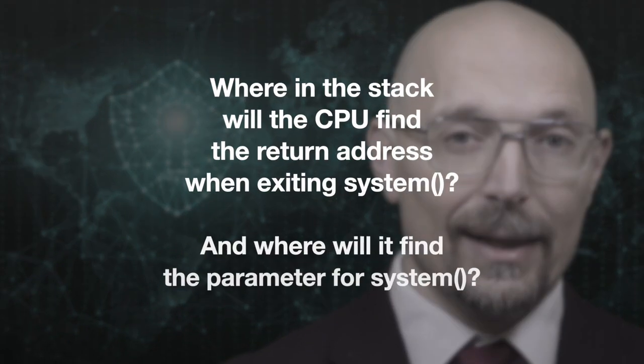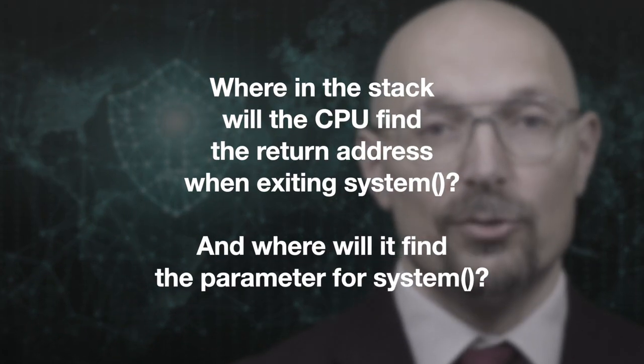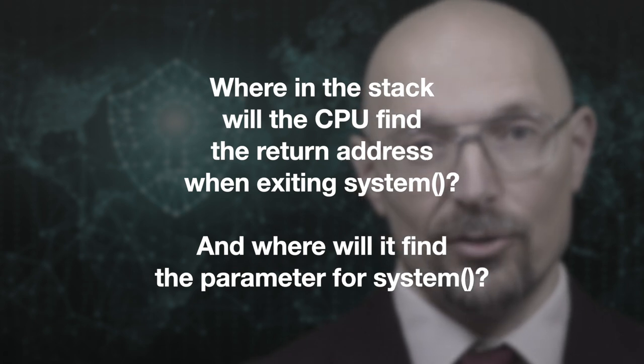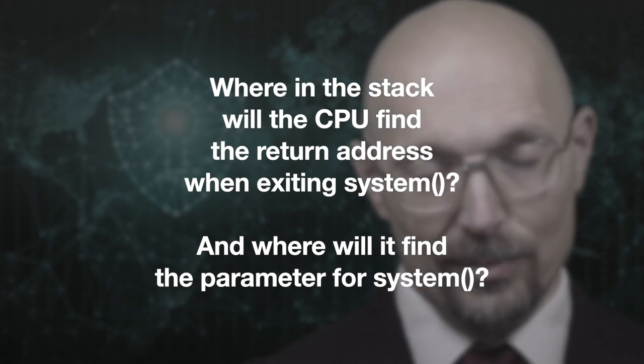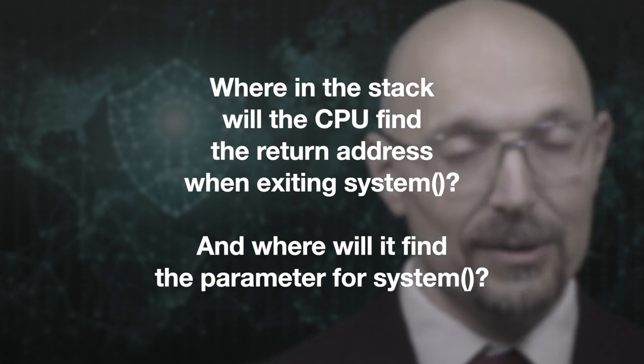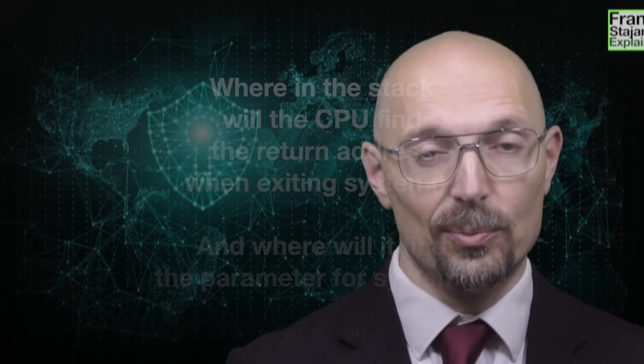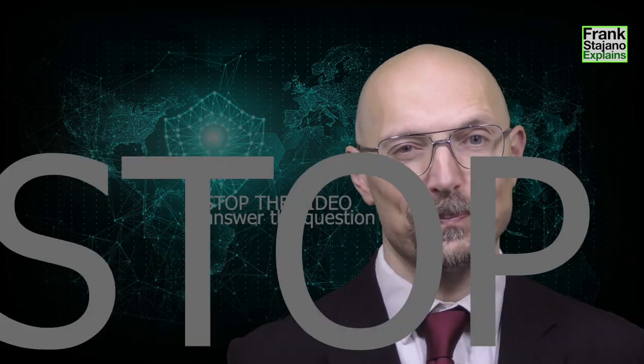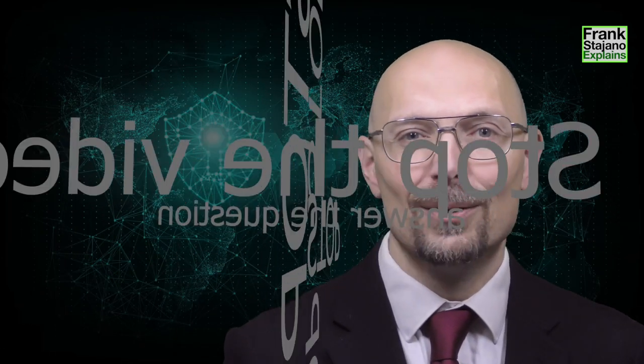So I suggest you close all the books, get a blank piece of paper, and try to work it out for yourself and see where you get. The question is, where exactly in the stack will the processor find the return address when exiting system? And where would it find, by the way, the parameter for system once it is inside system? So pause the video, try figuring it out for yourself, and resume once you have an answer. Go on, stop the video.